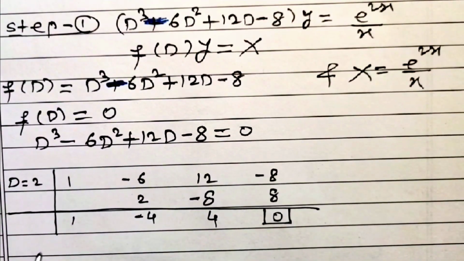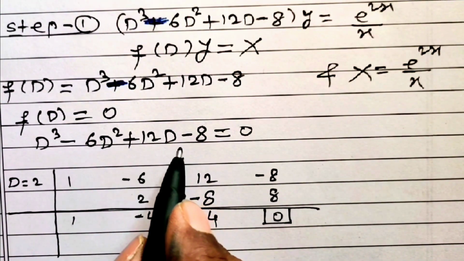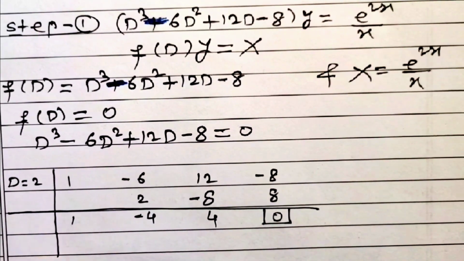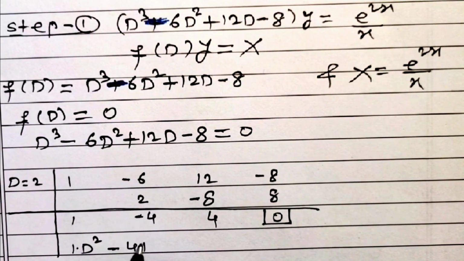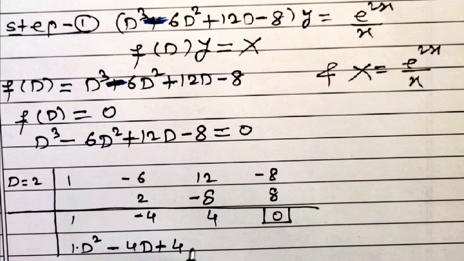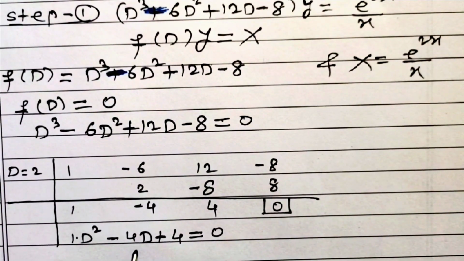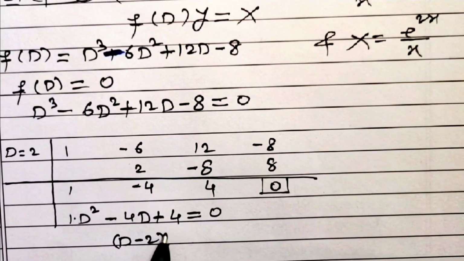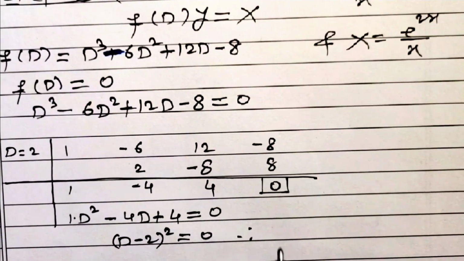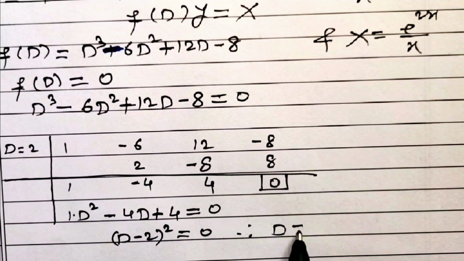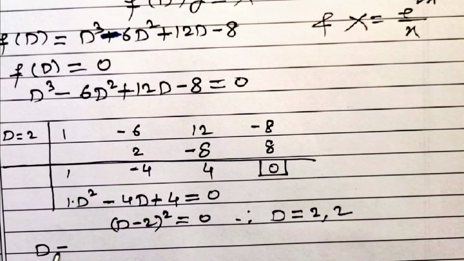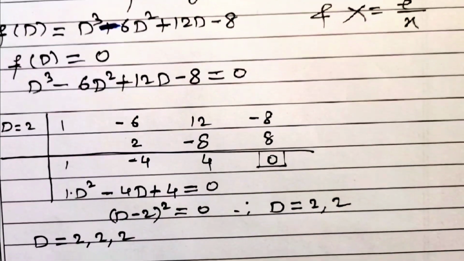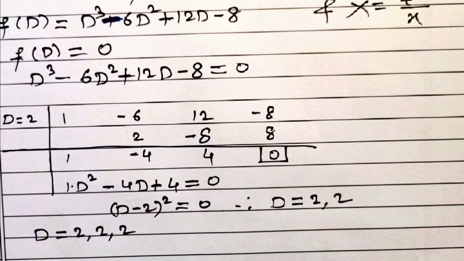Let us find the other roots. This is a cubic equation, so we want 3 roots. One root is 2, for the remaining 2 roots, 1 into D square minus 4 into D plus 4 into 1 is equal to 0. Now D square minus 4D plus 4 can be written as D minus 2 whole square is equal to 0. Solving this gives 2 more roots, that are D is equal to 2, 2. Hence the total roots are 3: D is equal to 2, 2, 2, which means this is a real root repeated 3 times.